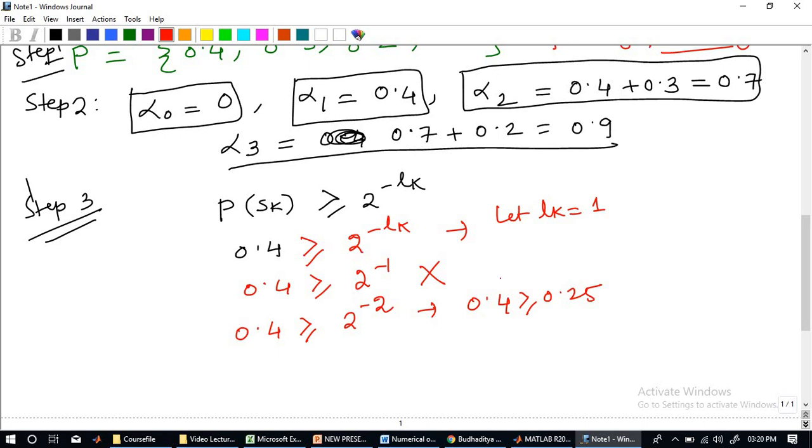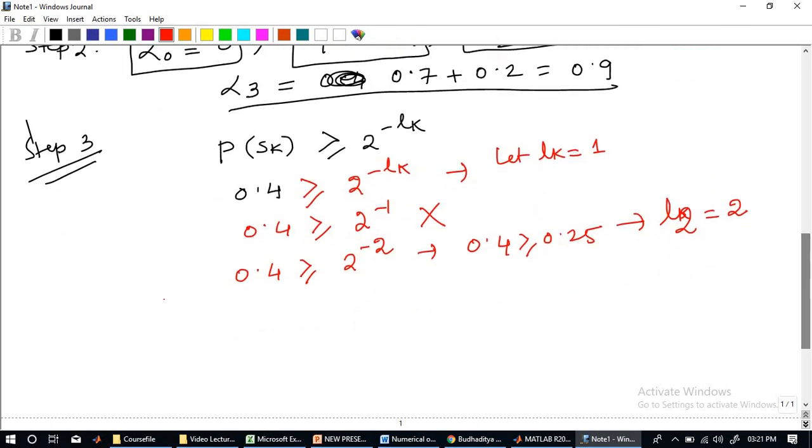Hence the inequality holds. So we can assume that L1, for the first symbol, is 2 bits. The 2 bits can be multiple combinations, 1 0, 0 1, 1 1, but that is separate. At least we know that for the first symbol, with probability 0.4, the length of the code word should be 2. Can you find me the other 3?